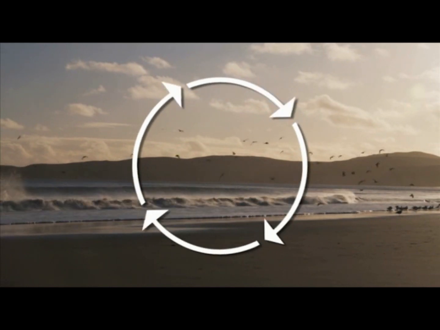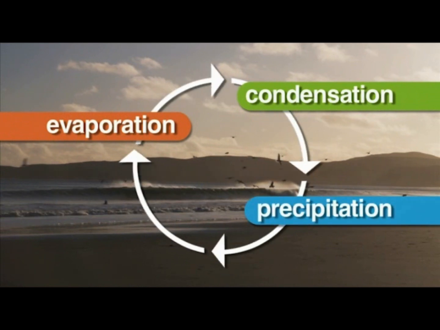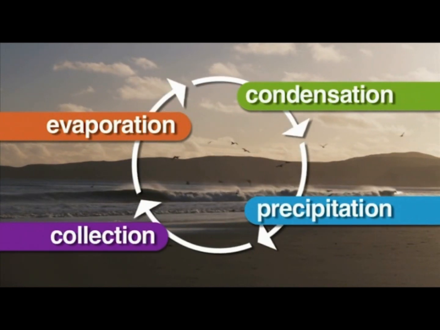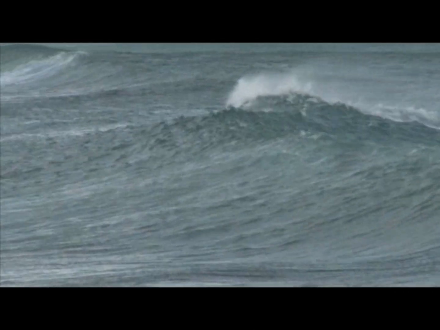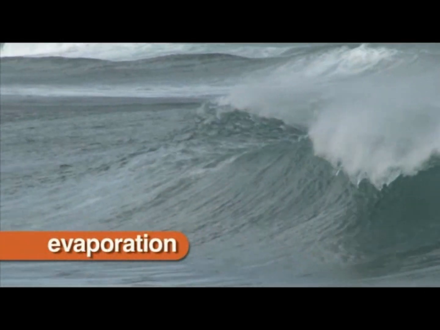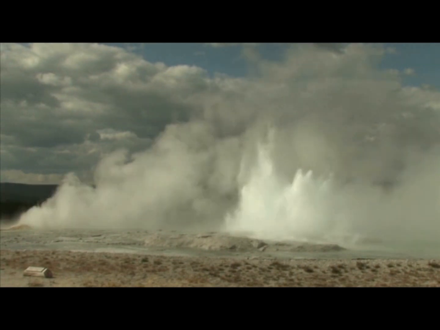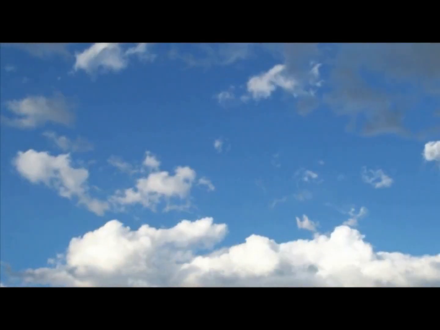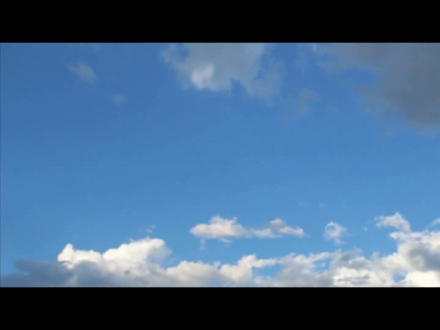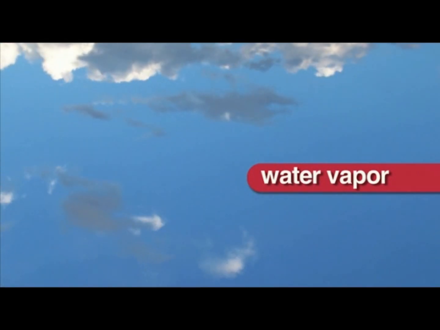The key stages of the water cycle are evaporation, condensation, precipitation, and collection. Water travels up into the sky through the process of evaporation. Evaporation is the process by which liquid turns into a gas. Evaporation happens when the sun heats up water molecules and turns the liquid into a gas called water vapor. Vapor rises into the sky.